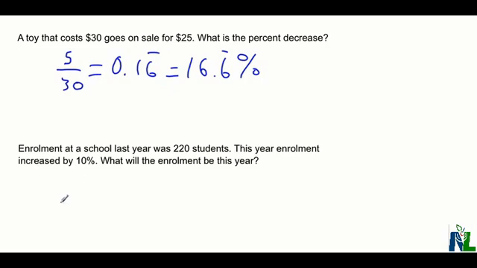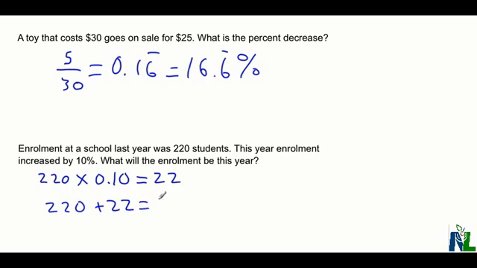So a couple of ways to work this out. I can take 220 and multiply it by the 10% or 0.1, and I get 22. So that's how much it will increase by. I then have to take that 22 and add it on to the 220. So 242 will be my new enrollment.